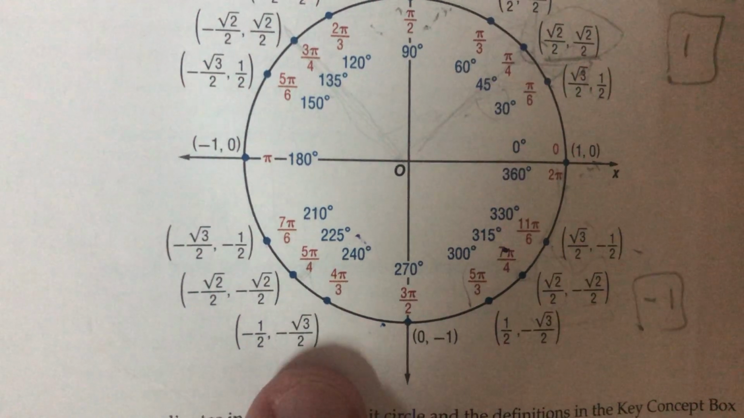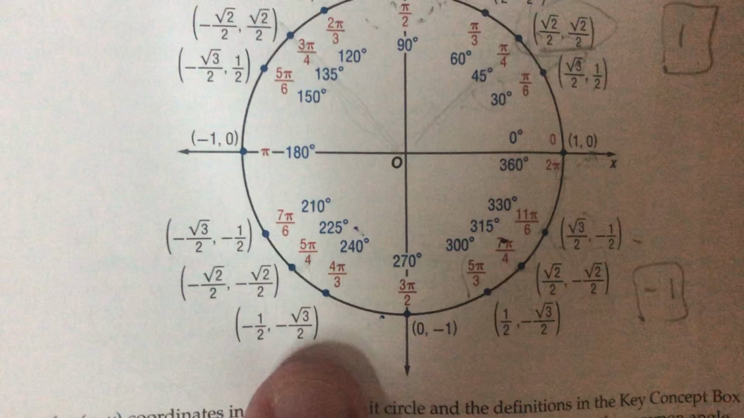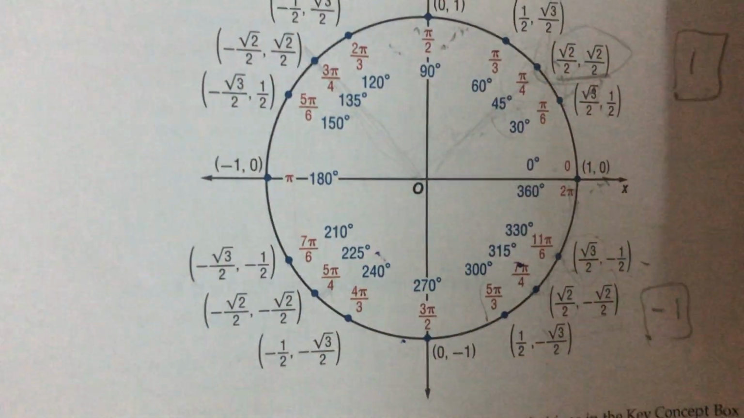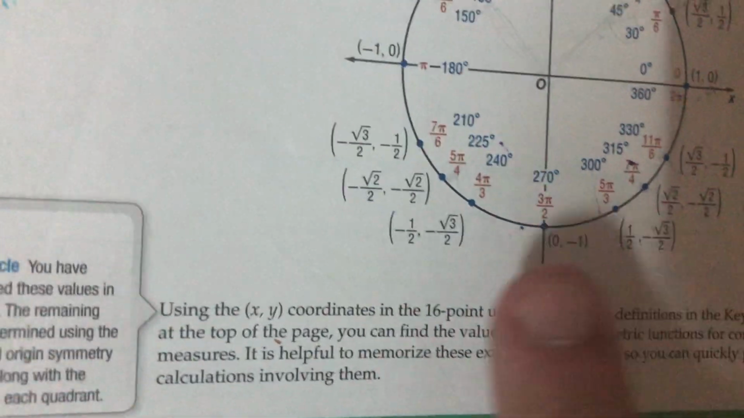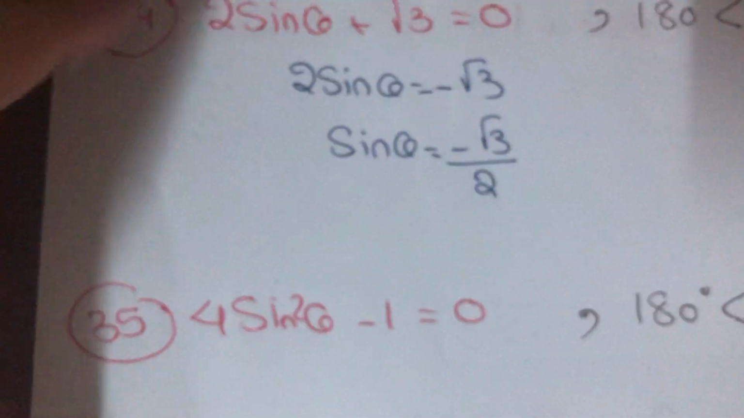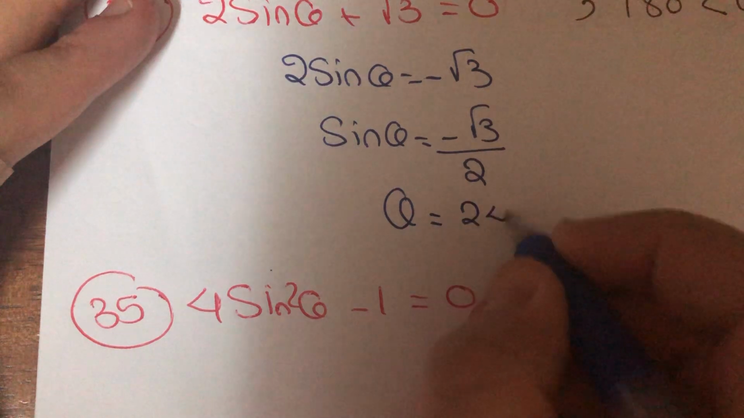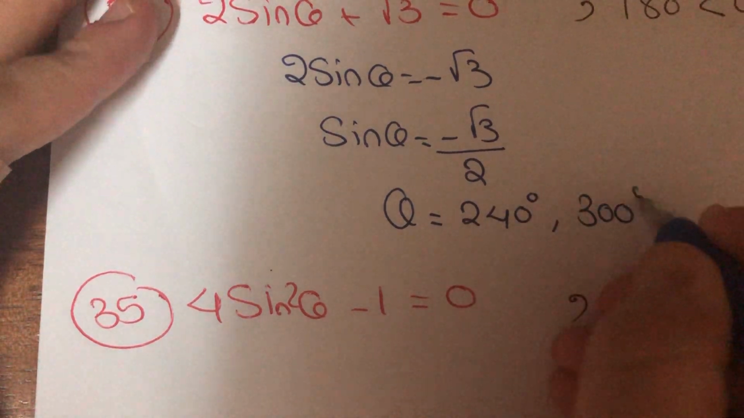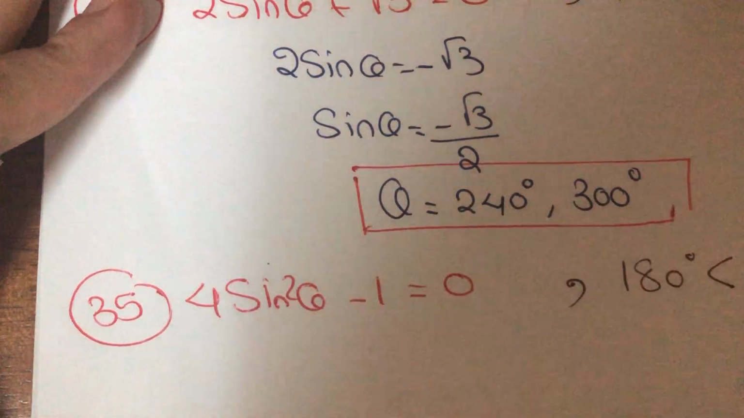We said this one, 4 pi over 3, right? 4 pi over 3, and the other one is 5 pi over 3. Actually, this one they want in degrees. Since they want it in degrees, I'm going to use 240 and 300, where the sine is equal to negative root of 3 over 2. Okay, so theta equals 240 degrees or 300 degrees. And that's it for this question.